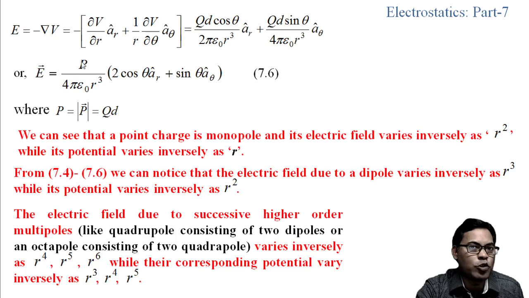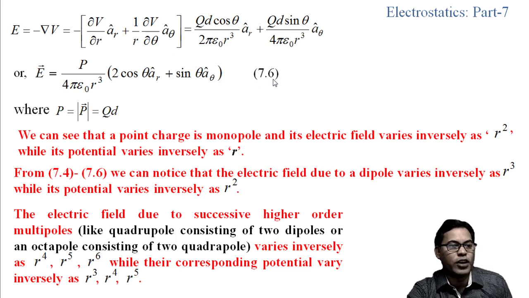This is the magnitude of the dipole moment. It is not the dipole moment, since the dipole moment is a vector. So this P is the magnitude of the dipole moment vector P. So P by 4π ε₀ r³, where P is the QD. Here you see that P is the mod of vector P, that is equal to QD. So here we can write twice of cos θ a_r plus sin θ a_θ, expression 7.6.